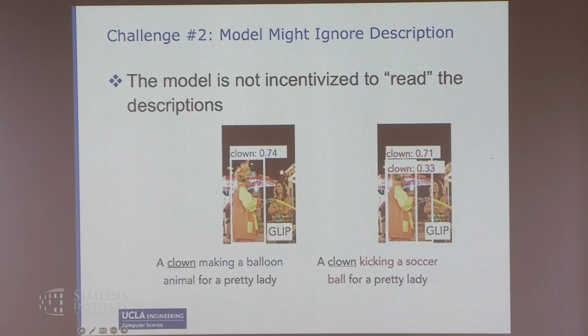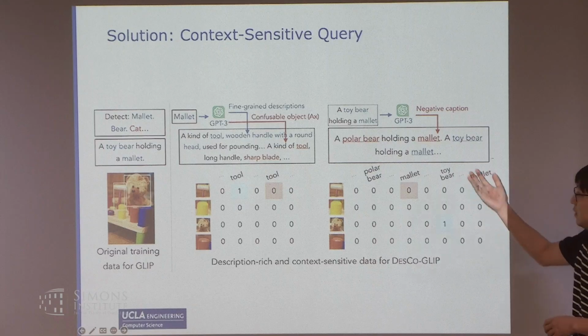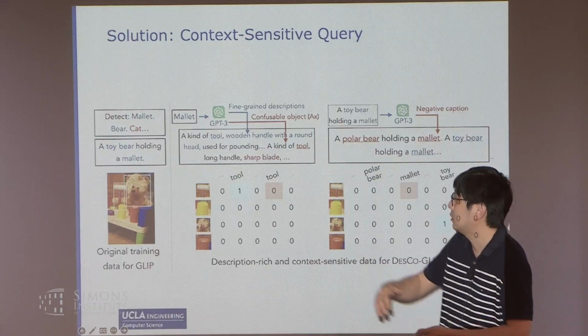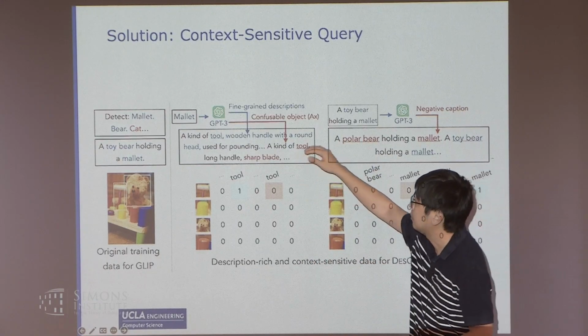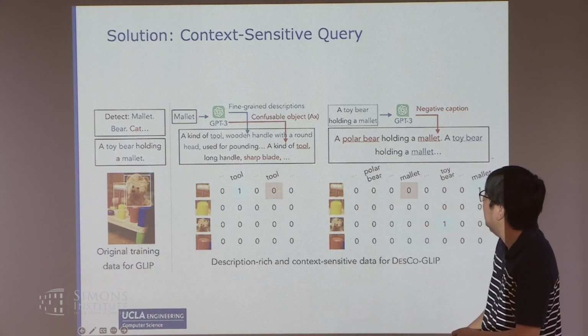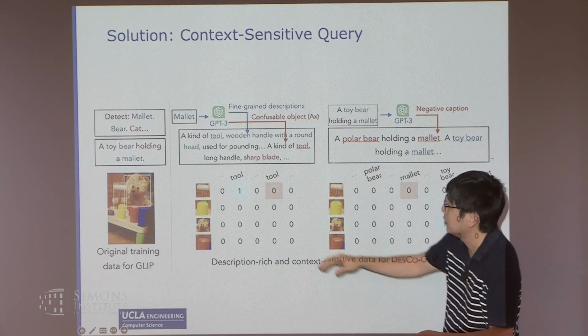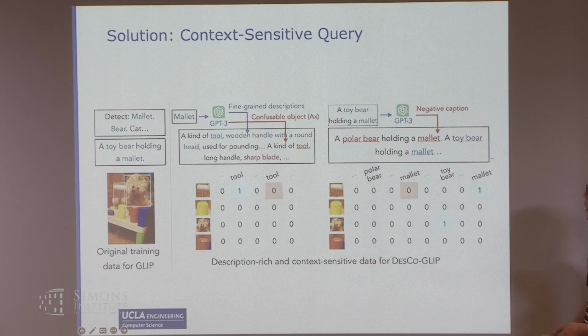Okay, so the way we solve this problem is that you need to build some context-sensitive queries, and luckily this can be done by just querying a language model. You can ask a model to give me some tool that is confusable compared to mallet, and it will provide descriptions. You can also ask a model to give me some confusable context. For example, instead of showing this teddy bear, you can say there is a polar bear. All these contrastive examples can be generated by using a language model, so you can query a language model and generate a bunch of these negative captions.